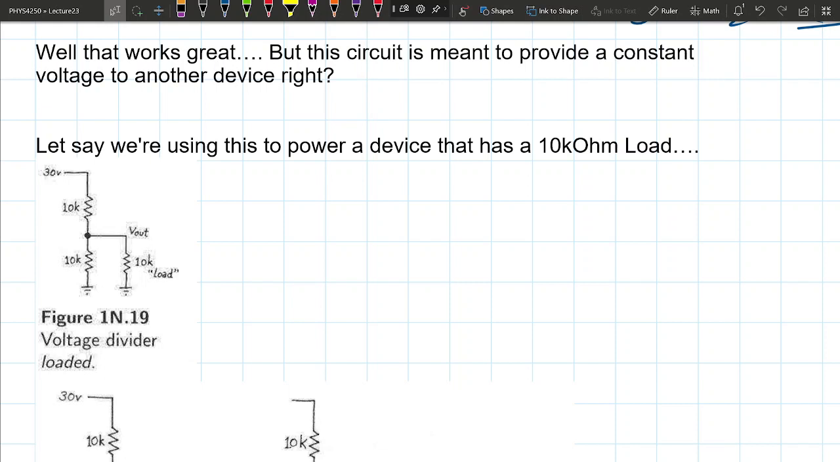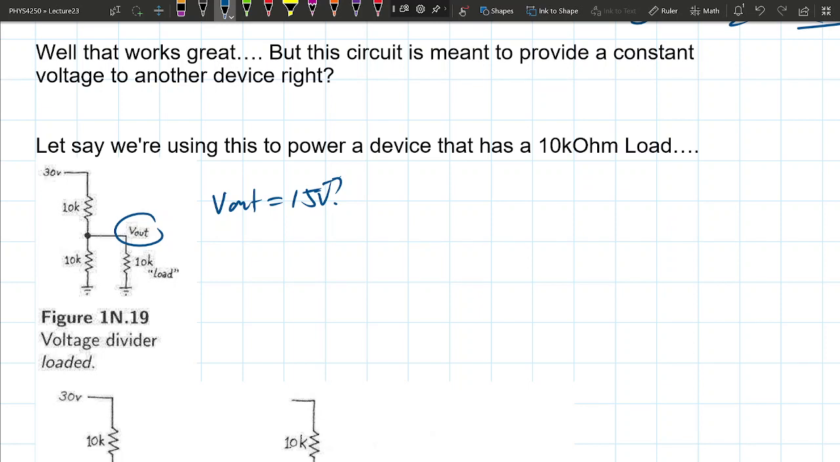And let's say the CPU is a complicated thing, but let's say the equivalent load it has is 10 kilo ohms also, okay? What is Vout now? Do you guys think Vout is still 15 volts? No. And that's the reason for this, okay?